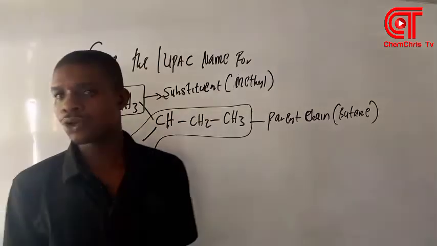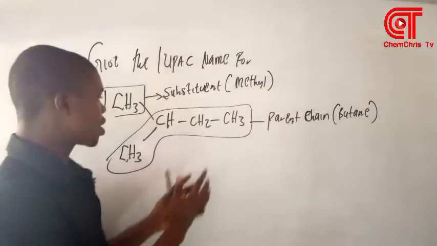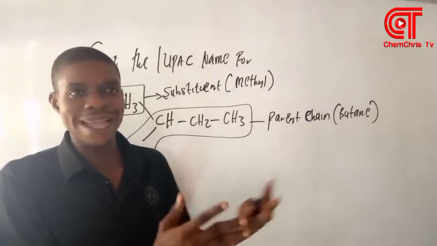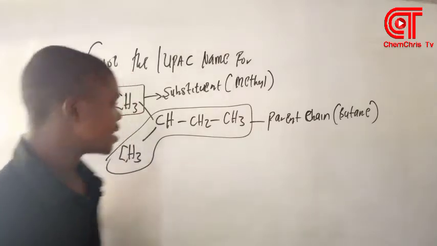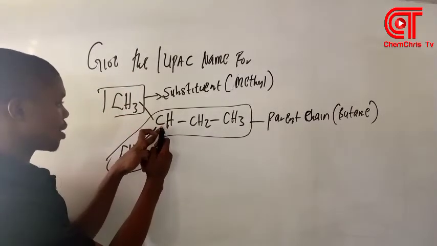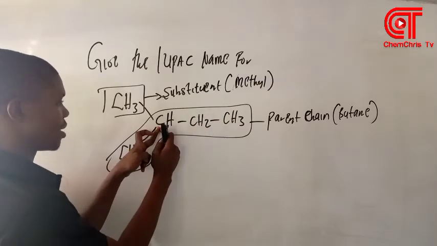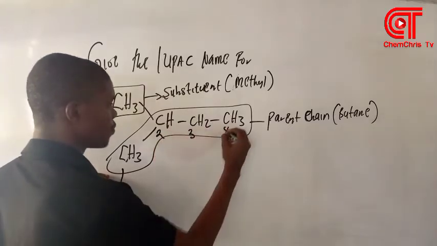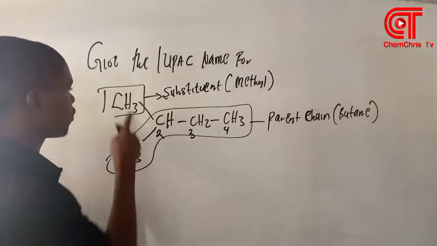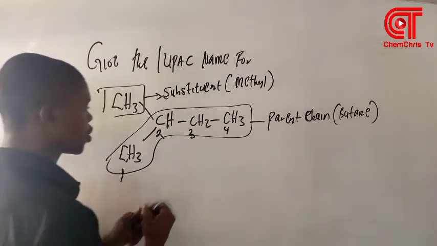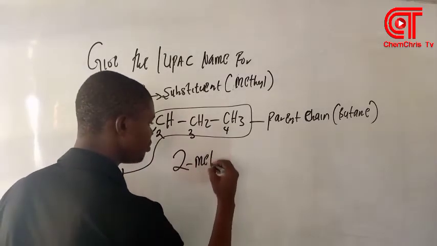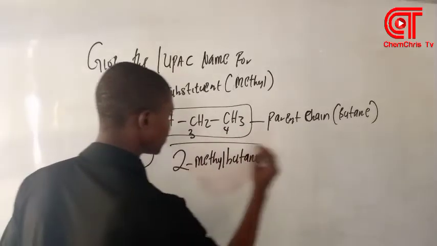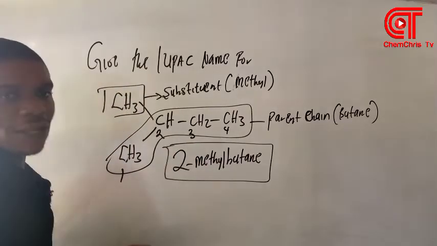According to the rule, if a substituent is attached to the parent chain, it must be numbered in a way that the carbon atom carrying the substituent has the lowest possible number. Because 2 is the lowest possible number compared to 3, I'm going to start my numbering from here: 1, 2, 3, 4. So the position of the methyl group is carbon number 2. So it's going to be 2-methylbutane. That is the name of this compound. Now let's look at another one.